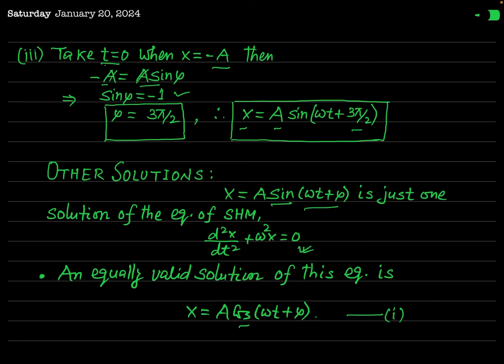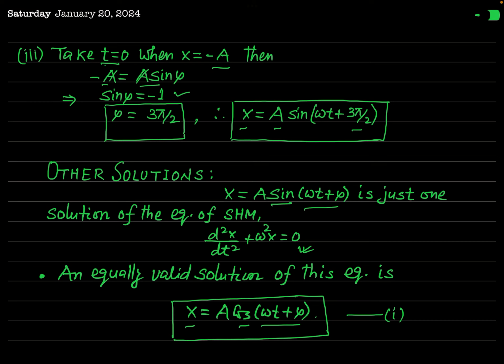It means the solution of the equation of motion of SHM can also be written as x equal to a cos(omega t plus phi). You can write it. But if there is a doubt in your mind whether it is a valid solution or not, you can check it or you can explain it. Because any solution of a differential equation satisfies the differential equation itself.